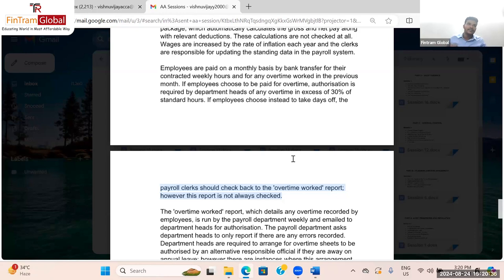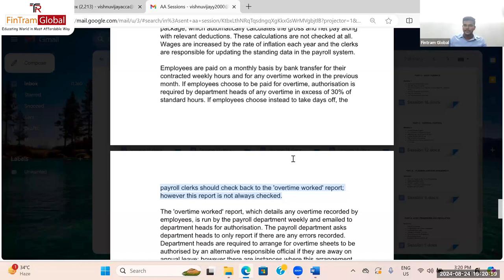It should be checked by a responsible official. Always use the word responsible official, okay? Because sometimes, see, hierarchy is different in different organizations. We definitely know that a clerk is at a lower level than a manager, but in order to avoid any confusion, we can always use the word senior official or responsible official for that matter.